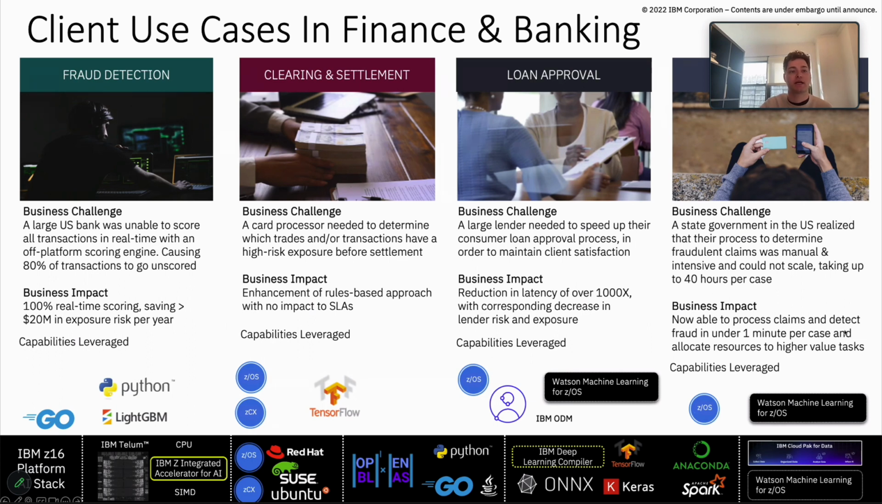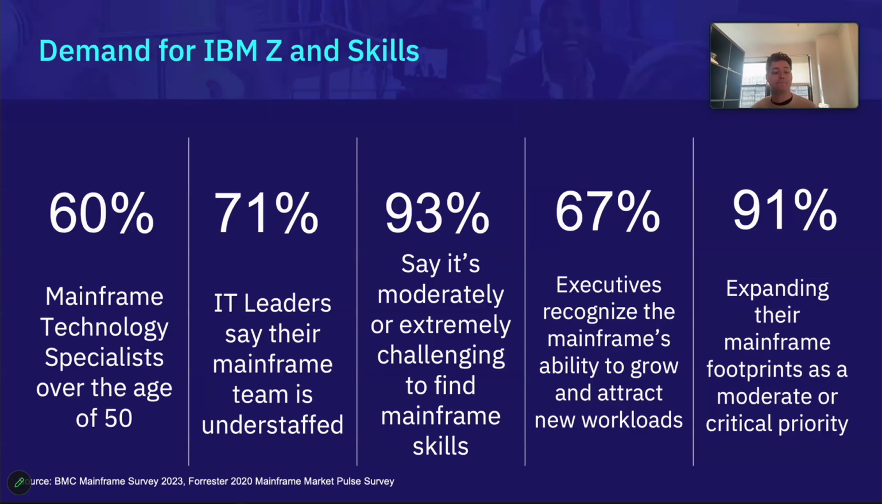Next up, I want to just kind of walk through some data. I want to talk about why I have a job, why my team is so focused on getting skills out there into the world. It's because of the insane demand for IBM Z skills. So currently, as it stands, these are global statistics. 60% of mainframe professionals are over the age of 50. 71% of IT leaders say that their teams are currently understaffed. 93% say that it's moderately or extremely challenging to find mainframe skills.